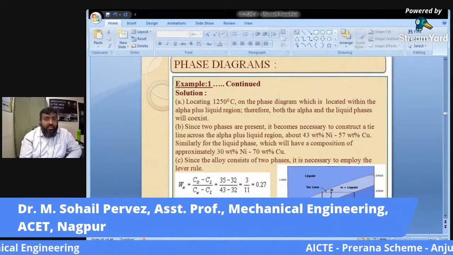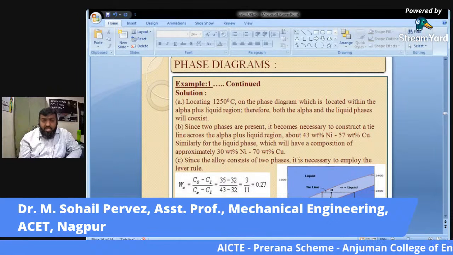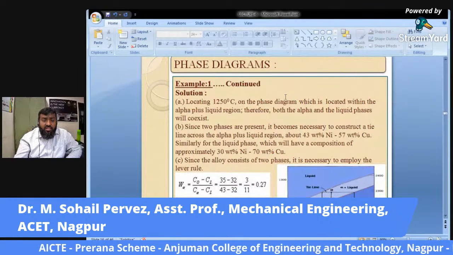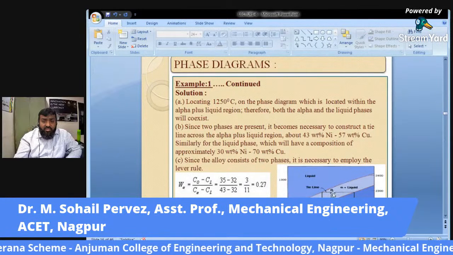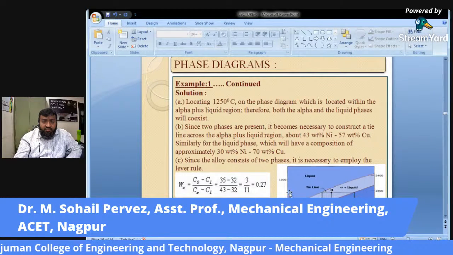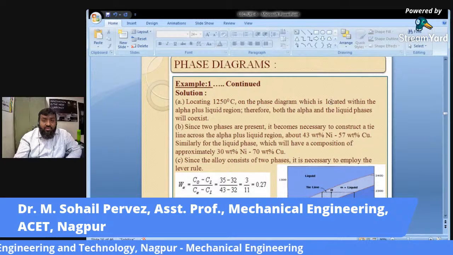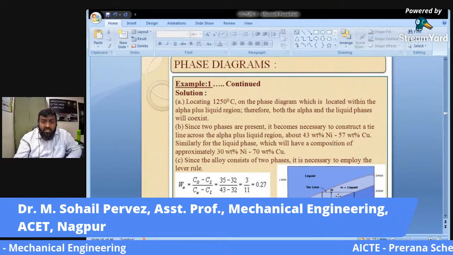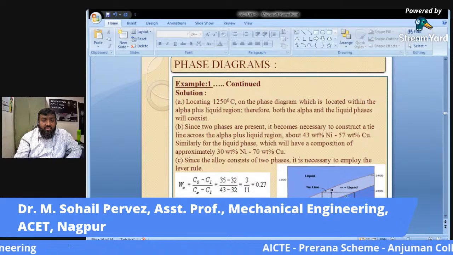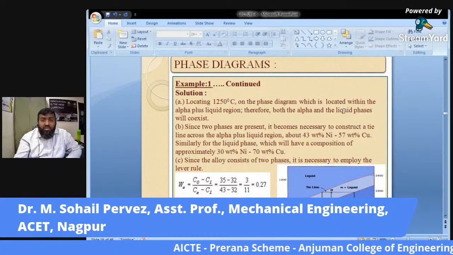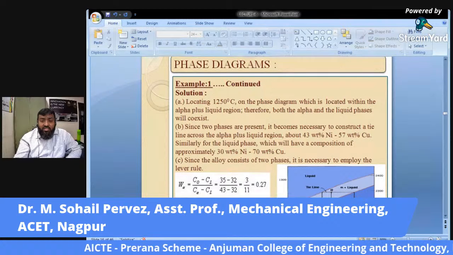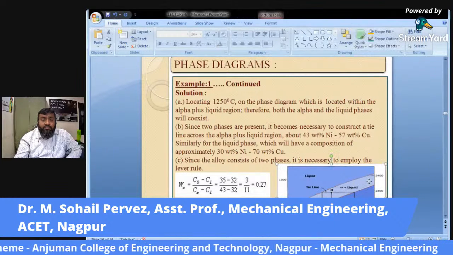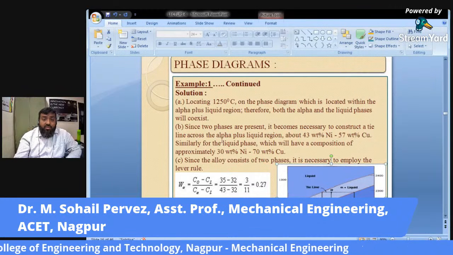Now see, the very first question is, how many phases are there? How many different phases are there? At this point, that is at 1250, the phase diagram is located within the alpha plus liquid region, meaning solid plus liquid phase. Therefore both alpha and liquid phases will coexist. So at this 1250, both the phases will be present. Next, what was our second question?